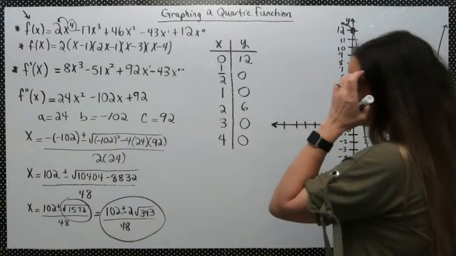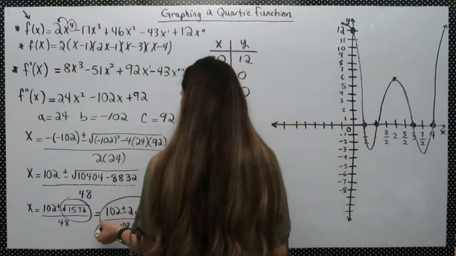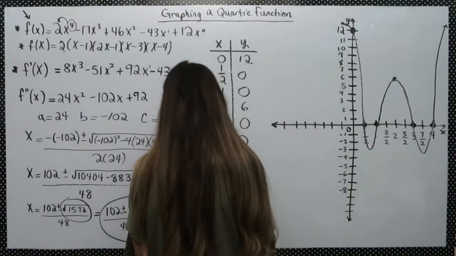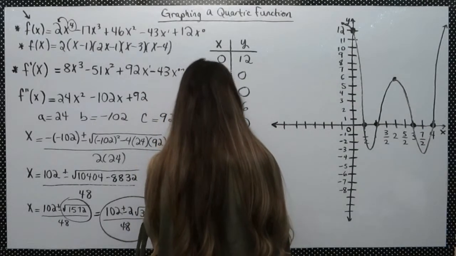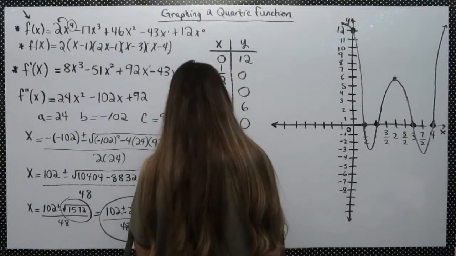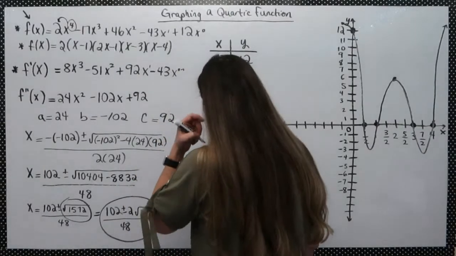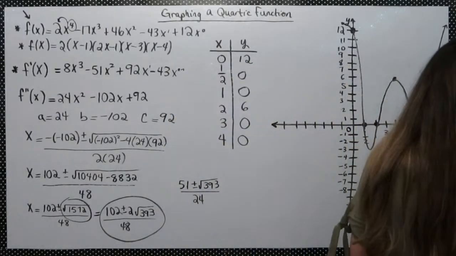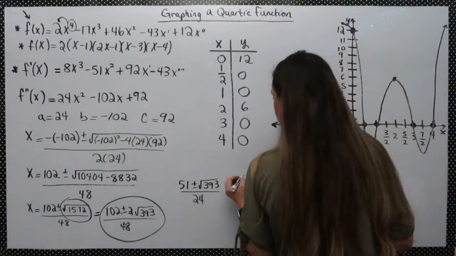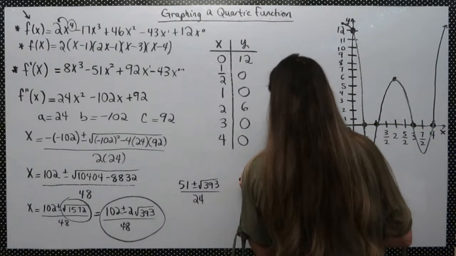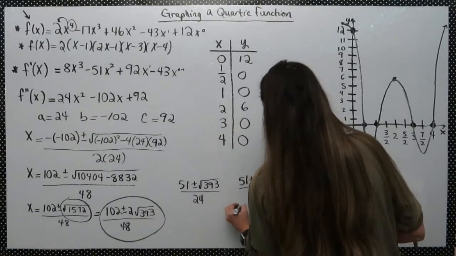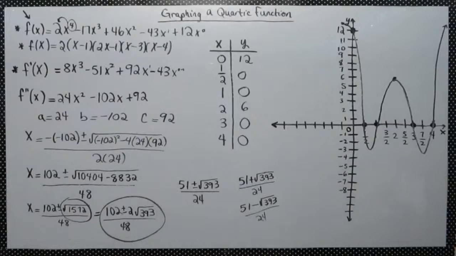All right, so let's do it. So 102 divided by 2. We're just going to pull a 2 out of everything, make it a little bit easier. That's 51 plus or minus radical 393 divided by 48 divided by 2, which is 24. Okay. So I have to figure out what. So we've got 51 plus radical 393 divided by 24, and we have 51 plus the square root of 393.